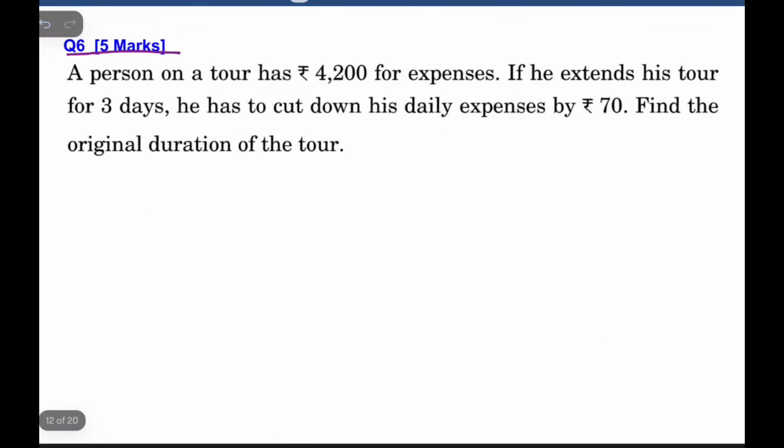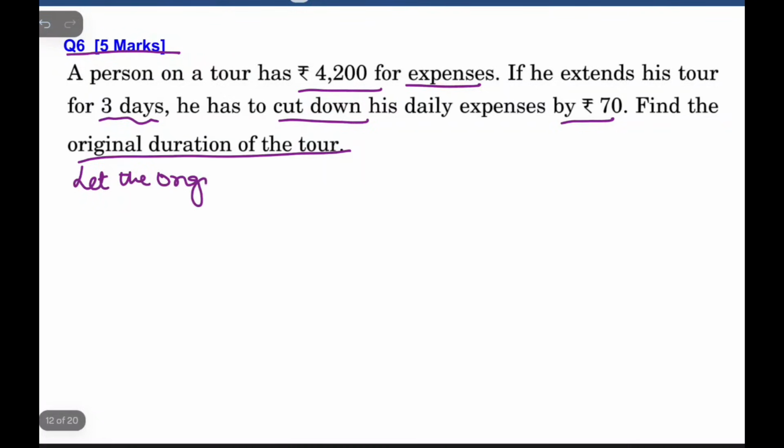Question number 6. A person on tour has 4,200 for expense. If he extends his tour by 3 days, he has to cut down his daily expense by rupees 70. We have to find the original duration of the tour. So let the original duration of the tour be x days.